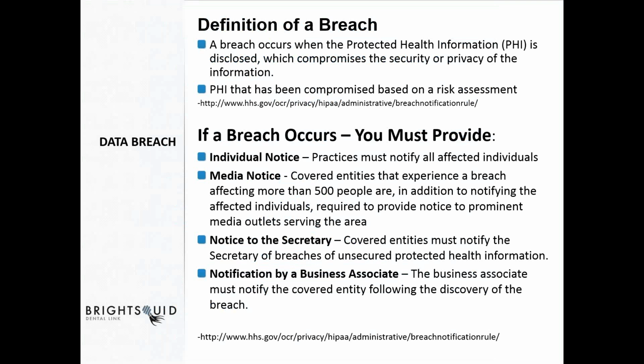The second is you have to then also make some sort of a media notice. So if more than 500 people are affected, in addition to notifying people individually, you actually have to publish something in a newspaper that says our information was compromised, and be careful, beware. Obviously, notice to the secretary, who manages all of these nationally. And the last thing on this list is notification by a business associate.